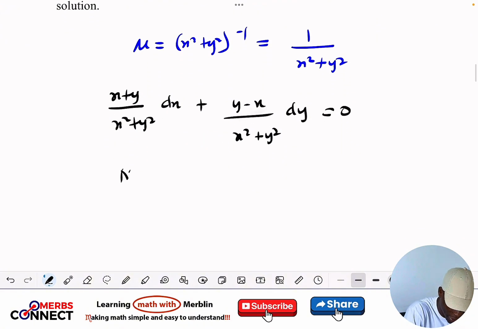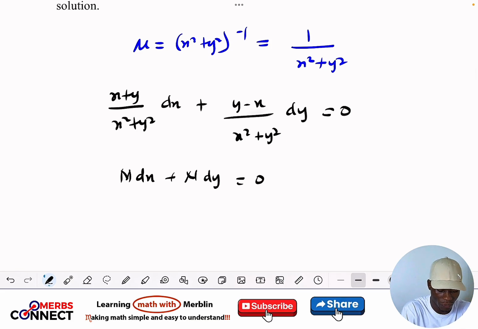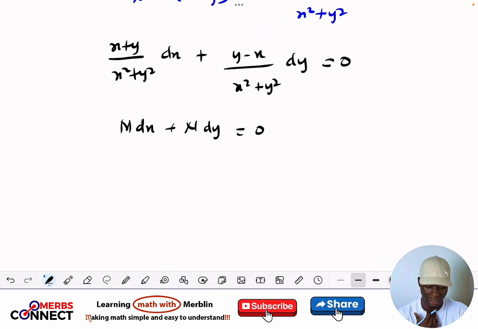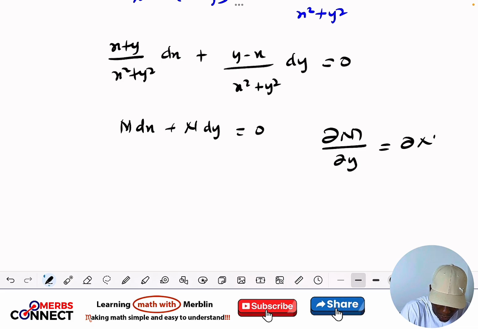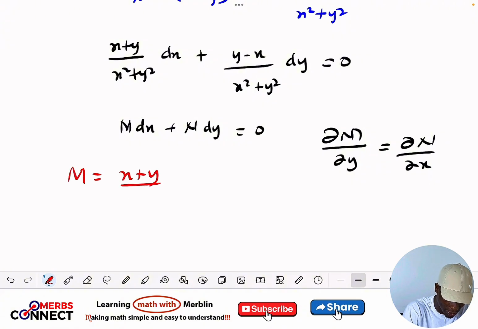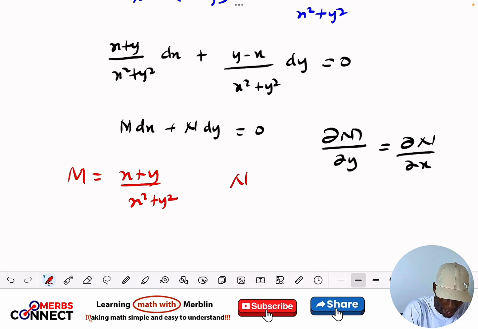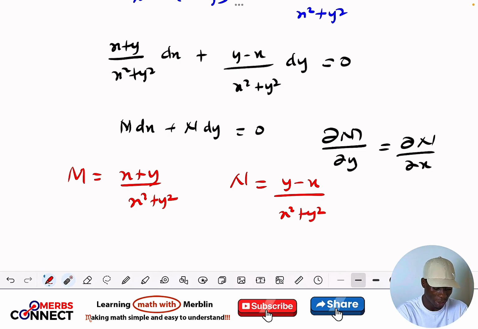And this is of the form M dx plus N dy is equal to 0. So for us to show that it is an integrating factor, we need to show that when I differentiate M with respect to y, it is the same as when I differentiate N with respect to x partially. So now let's pick our M. M here is equal to x plus y divided by x squared plus y squared, and our N is equal to y minus x divided by x squared plus y squared. So we need to now differentiate this with respect to y and differentiate this with respect to what? x. So let's do that.